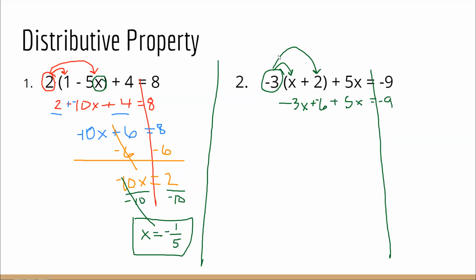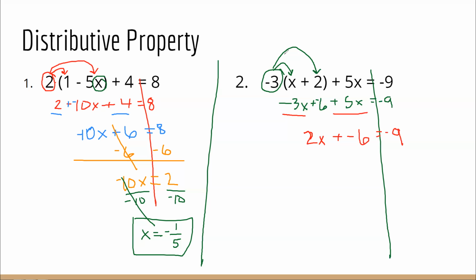Now that my distribution is done, I can move on to combining my like terms. So I see that this negative 3 has an x and this positive 5 has an x. So I'm going to put those two together. So I'm taking negative 3 plus 5, which is going to give me a positive 2x, and then I've still got my plus negative 6. And that still equals negative 9.